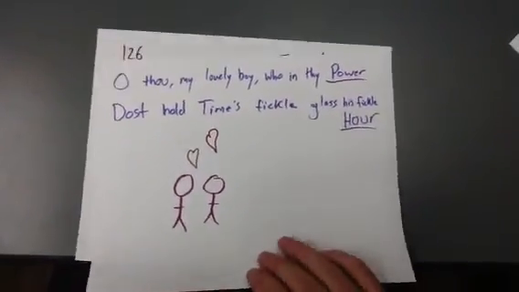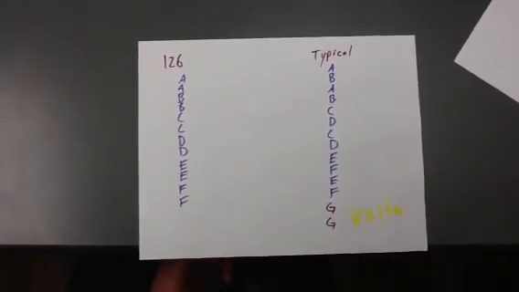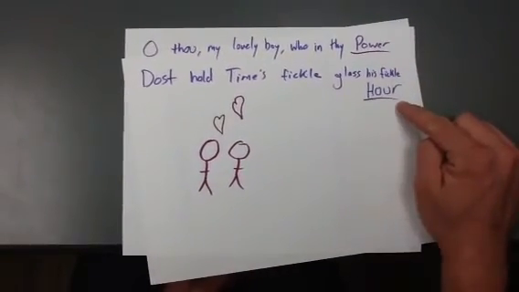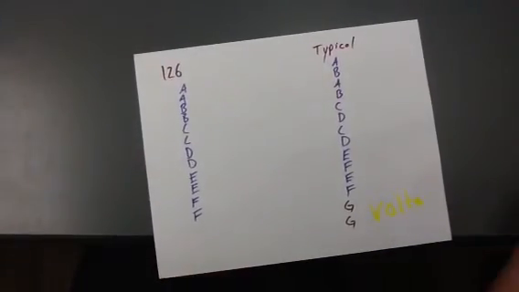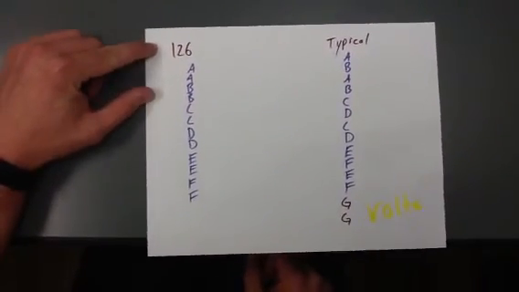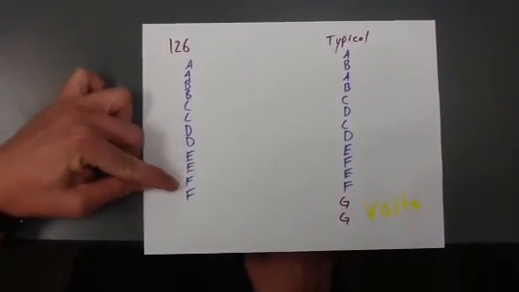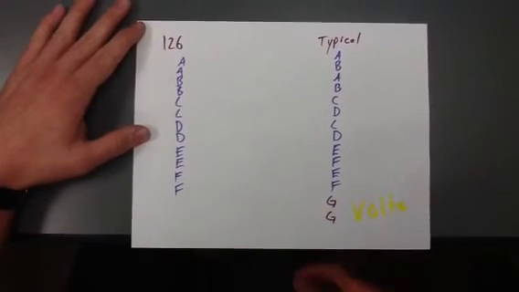Now, we've talked about rhyme scheme. Let's take a look at what that looks like. These 2 last words, power and hour, rhyme. That makes them a rhyming couplet. That particular sonnet, 126, about the boy, goes AA, BB, CC, DD, EE, FF. Very atypical for what a sonnet should be.